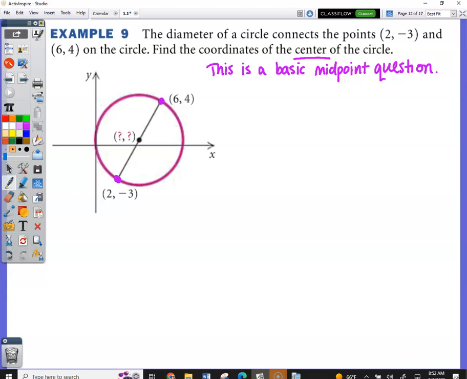You do have to make sure that what you're trying to find is the middle point, and you have to make sure that what you have are the two endpoints, because you are going to get examples where they give you one endpoint, one midpoint, and you have to find the other endpoint. So you do have to make sure that what they give you, you put in the correct location.